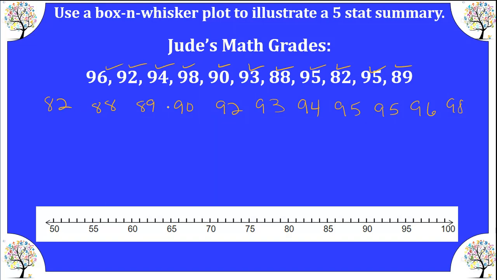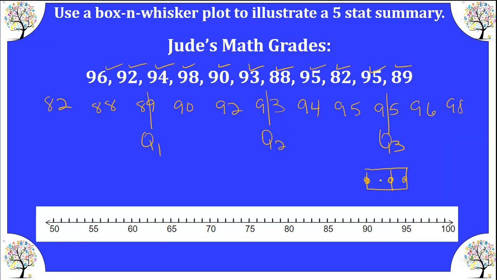So 1, 2, 3, 4, 5, 6. This is our Q2, our median. So 93. We're going to plot that point. And then the middle number of the lower half is 89. That's Q1. And then the upper half, the middle number is 95. So you can see how much smaller this box is compared to his science grades. Much more consistent, not nearly as spread out.